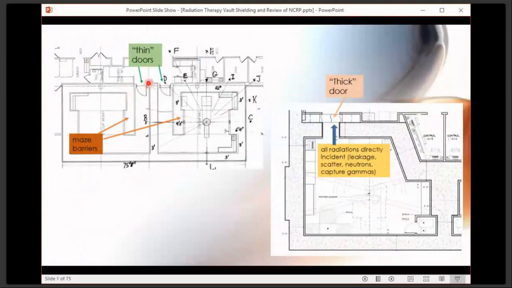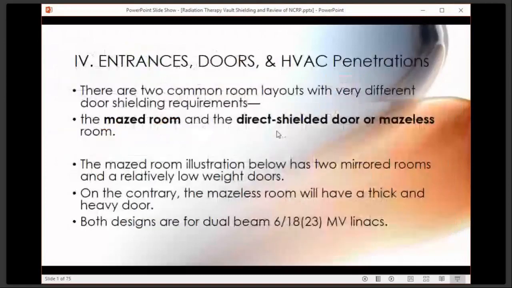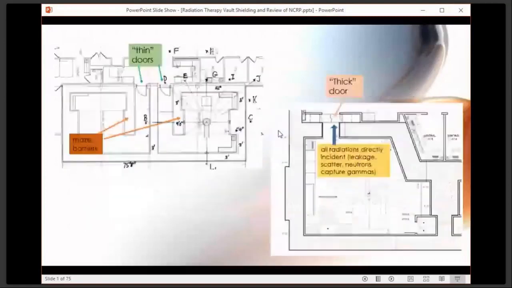And a relatively thin door here because the maze barrier provides a lot of protection for that door. This is called a mazeless room or a direct access, and it's a so-called direct shielded door where there's no maze to protect, and the radiation coming from isocenter and around isocenter can come straight into the door. So this is a thick door, and it's usually a sliding door, too heavy to be on hinges. So that pretty much says what we have to say there.